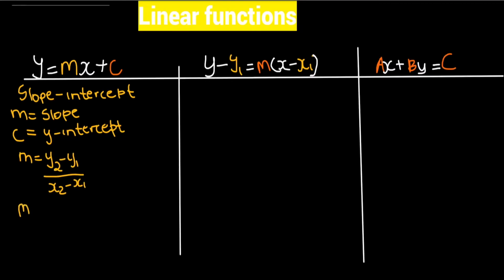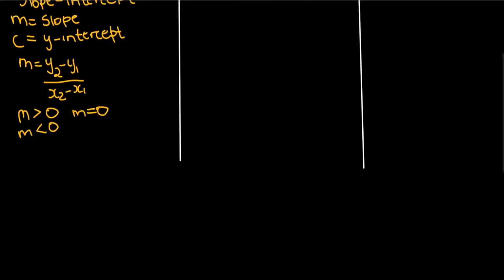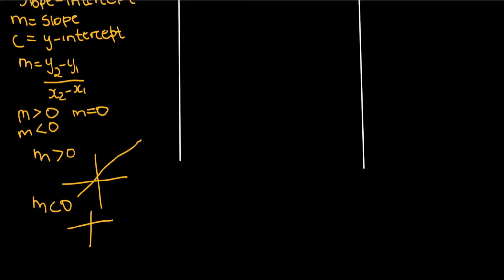And m can be greater than 0, and m can be less than 0, and m can be equal to 0. When m is greater than 0, you can draw it like that. And when m is less than 0, your slope changes to be like that. And when m is equal to 0, you just have your y-intercept, and you can just draw y equal to c.